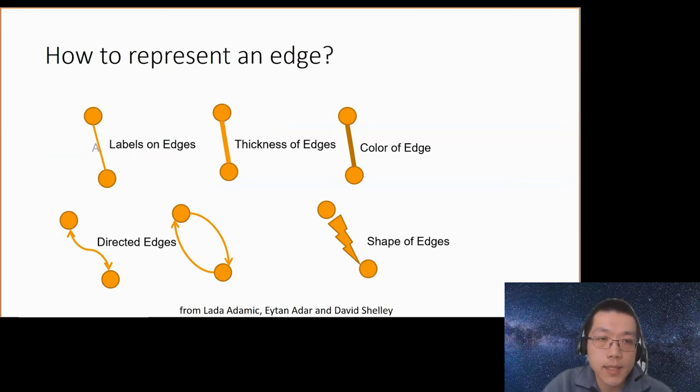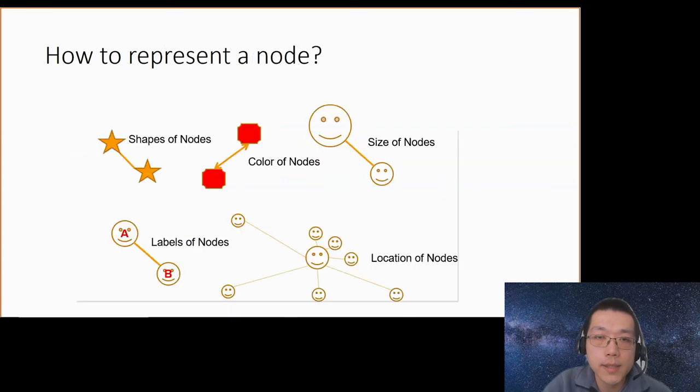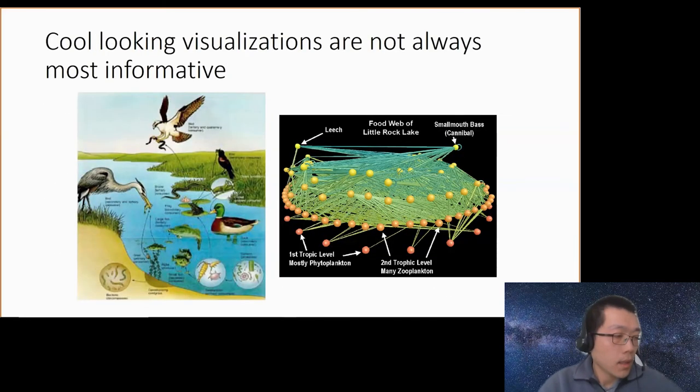And you can use things like labels, thickness, or shapes to represent the characteristics of edges. You can do the same thing for the nodes. But the bottom line is, if you correctly use all these characteristics, you can convey a lot of information from the network graph. And one thing I want to mention is when you plot or visualize large networks, as you often will do with social media data, because sometimes you have millions of users, sometimes cool looking visualizations are not always the most informative ones.